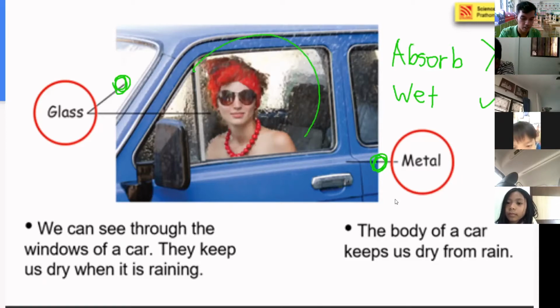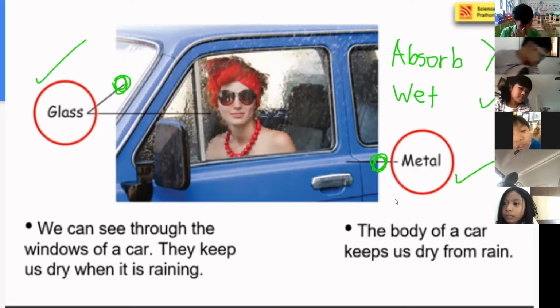So you see the girl over here, okay? She is not wet. Teacher B just told you, but metal is wet, glass is wet, okay?